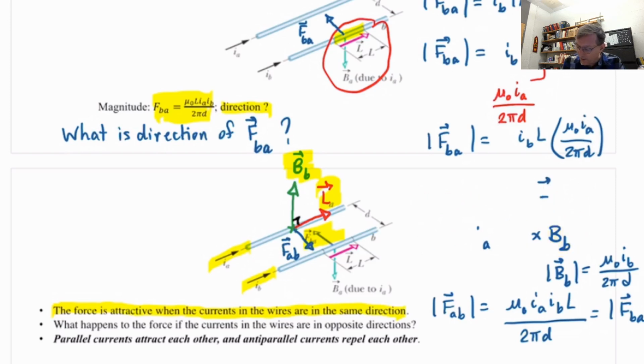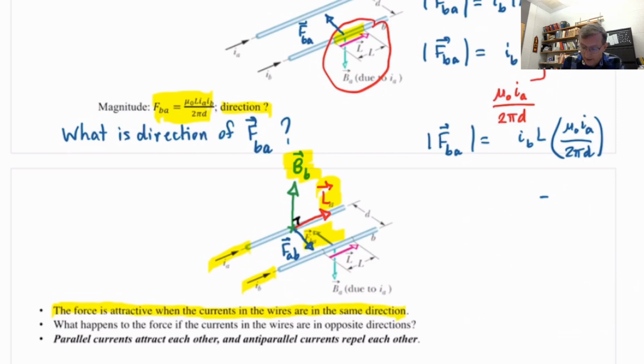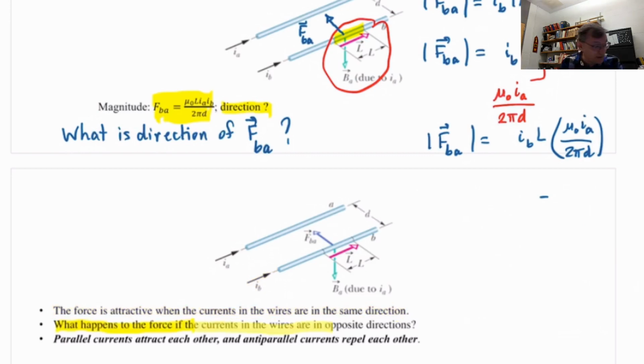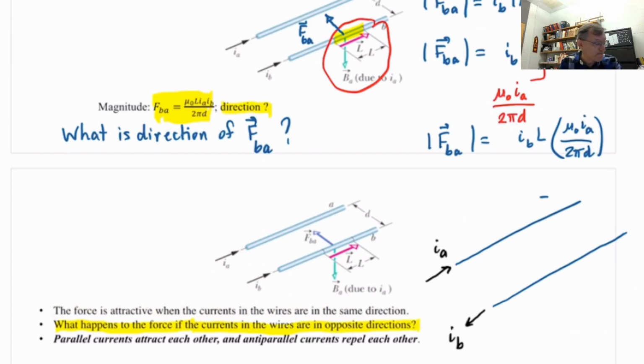Let's clear out some of our writing here and our drawing. And here's the question. What happens to the force, or the forces, if the currents in the wires are in opposite directions? All right? Okay, so the way we'll do it, there's a couple of ways you could do it, is I'll come over here to the side. And I'll draw the parallel wires again that are a distance d apart. And let's take the current in A to again be that way. But now let's reverse the current in B. So it's going that way.